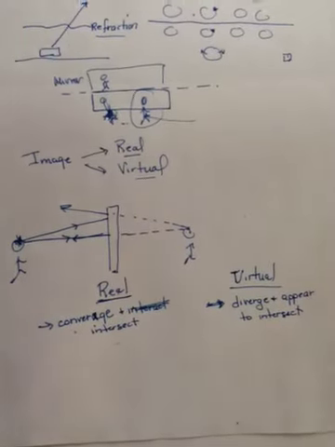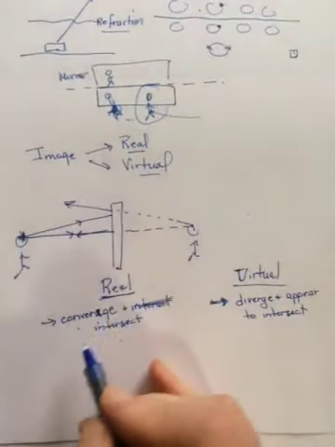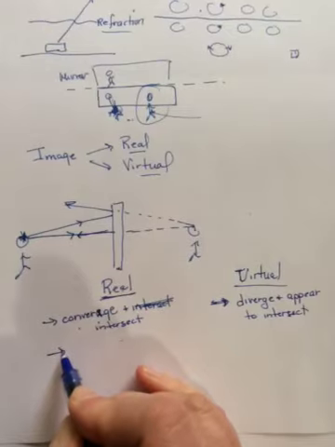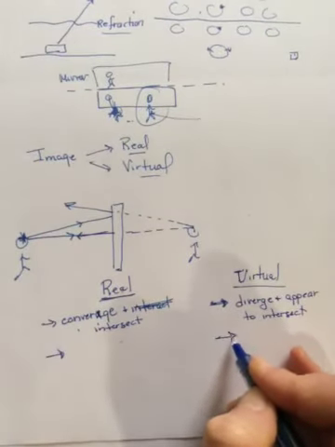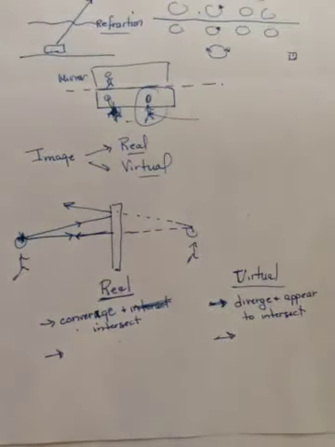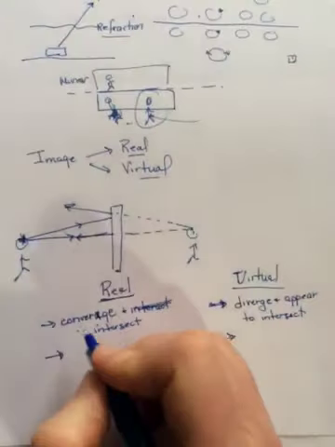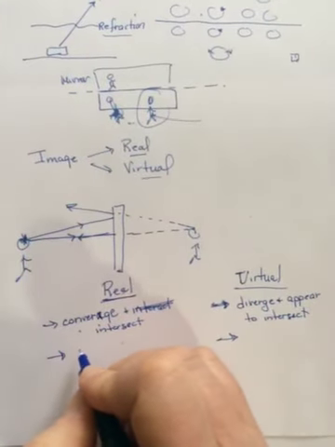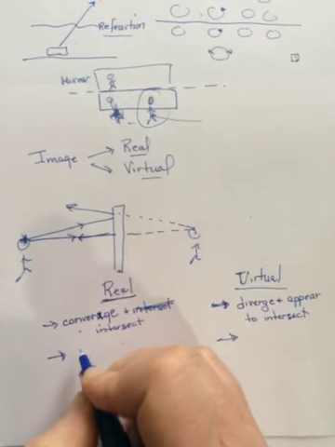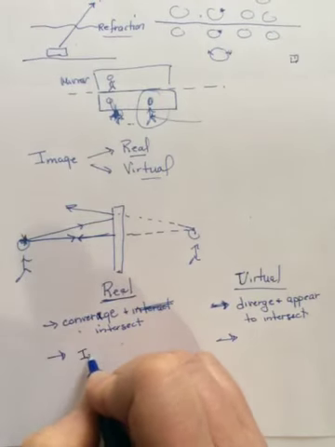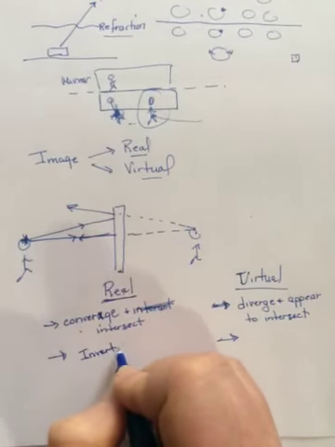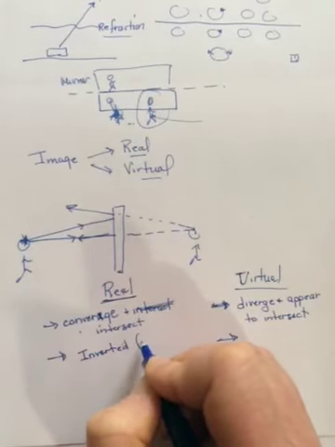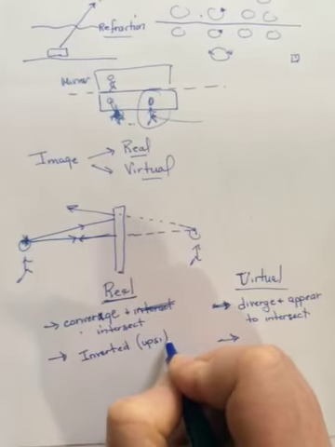Now, there are two really easy ways to tell if an image is real or virtual. So these are characteristics of real and virtual images that we're listing. A real image is always inverted. And in case you don't know what that means, upside down.